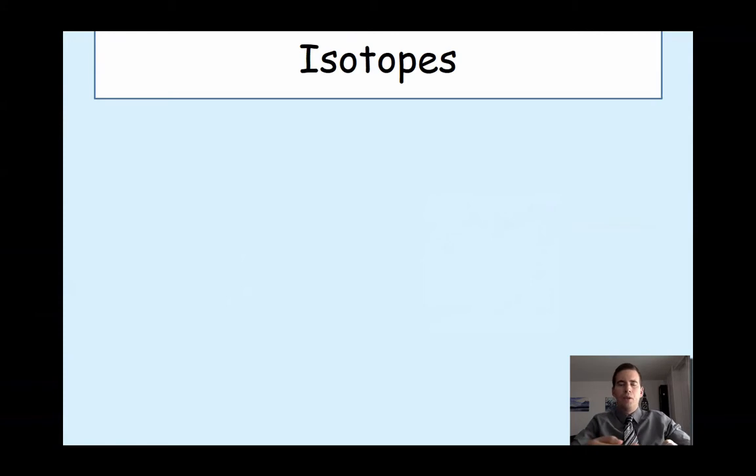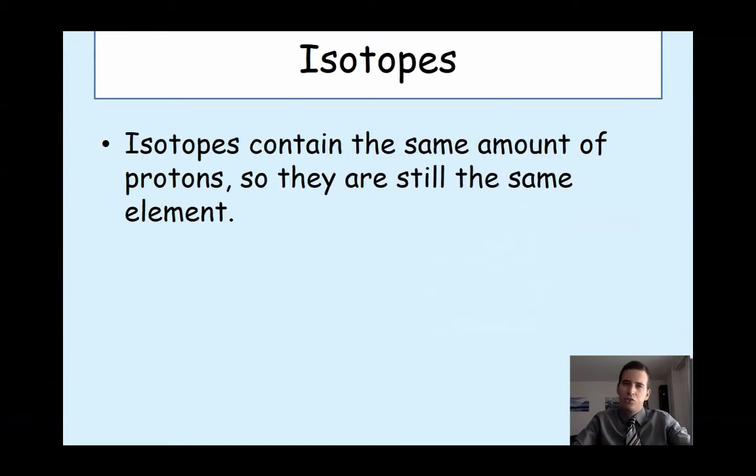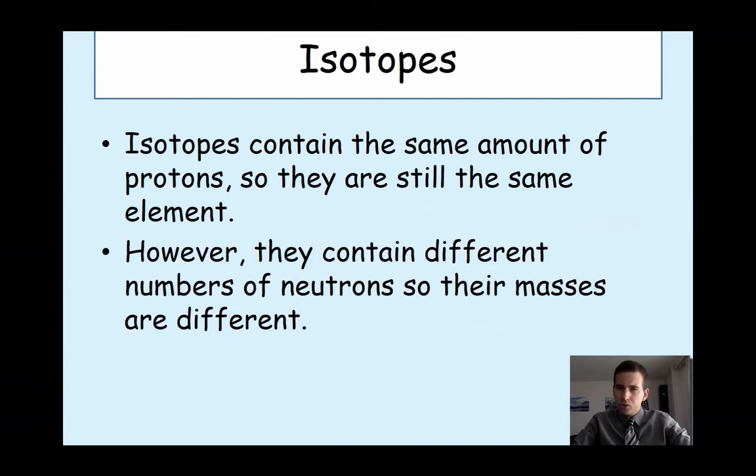Now most elements in the periodic table have naturally occurring isotopes. These aren't man-made, they exist naturally. So a certain proportion of each of the elements has a slightly different mass number to the rest of that element. So isotopes contain the same amount of protons, so they are the same element. So remember, the actual element itself is determined by the number of protons, but they contain different numbers of neutrons. So they are the same elements, but they have slightly different mass.